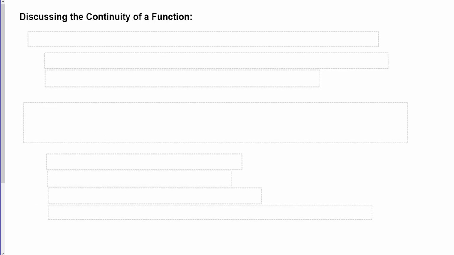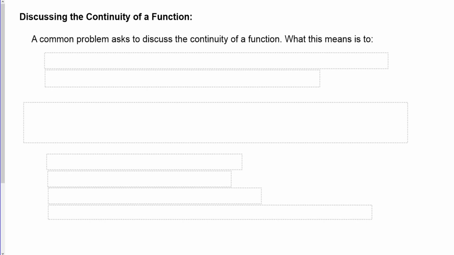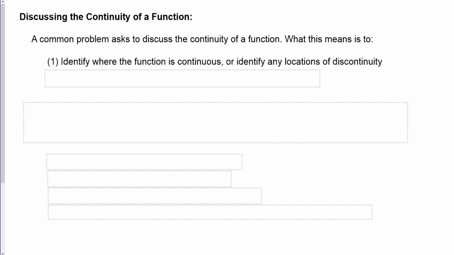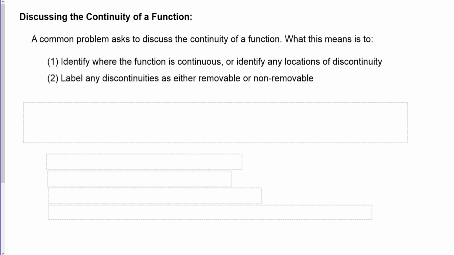Some questions that you'll run into in your homework are asking you to discuss the continuity of a function. And I want to tell you what that means so that you understand what you're being asked in those sorts of questions. To discuss the continuity of a function means to identify where the function is continuous or identify any locations of discontinuity. Then also you want to label any discontinuities as either removable or non-removable.